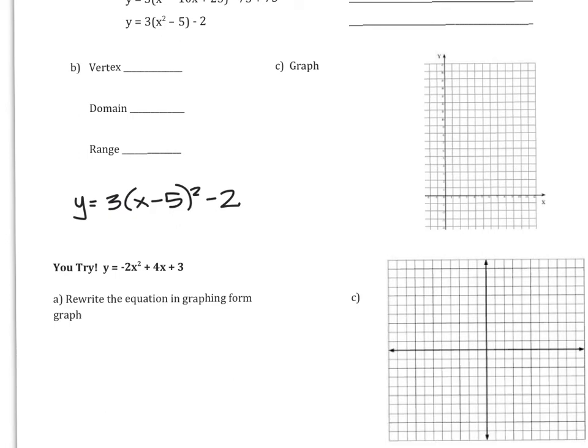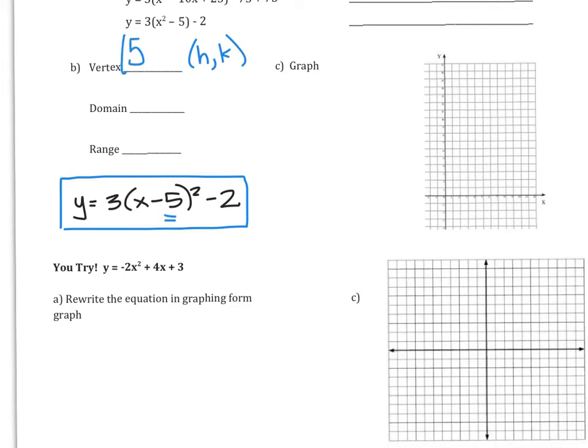Now that we have our equation written in graphing form, it makes it really easy to see the vertex. Remember, the vertex is h and k. H is whatever value is being subtracted, and in this case, the value that's being subtracted is a positive 5. Here's our k value. So 5, negative 2 is where the vertex is. And then our domain, we know this is going to be a parabola, and go ahead and put the vertex over 5 down 2. It opens upwards.